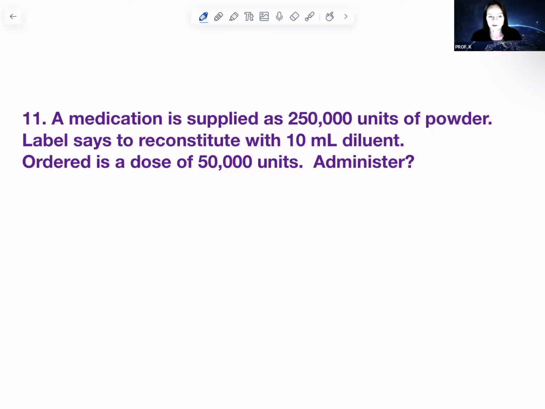So first things first, what is the doctor's order? Teresa, I got a different answer as well. So what is the doctor's order? Where are we starting? What's our starting point? 50,000 units. Absolutely. The doctor ordered 50,000 units. This is probably some crazy antibiotic. I'm going to put that over 1. And what is my wanted? Well, how does it come? It's going to come in milliliters.